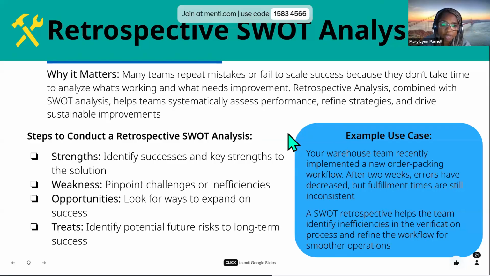So the steps to conducting a retrospective SWOT are: strengths, identifying the successes and strengths that we have in the solution. Our weaknesses, can we pinpoint challenges or any inefficiencies? What are some of the opportunities? Looking for ways to expand on success. And threats, identifying potential future risks to our long-term success.